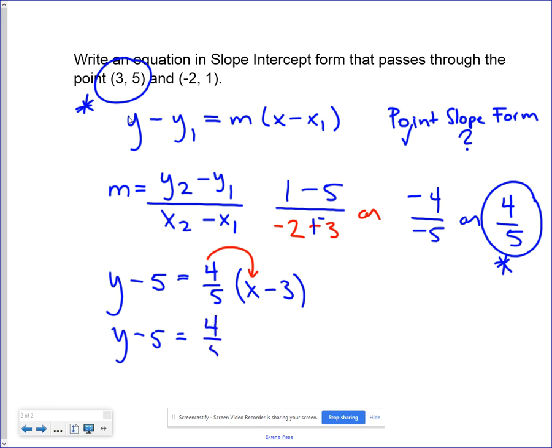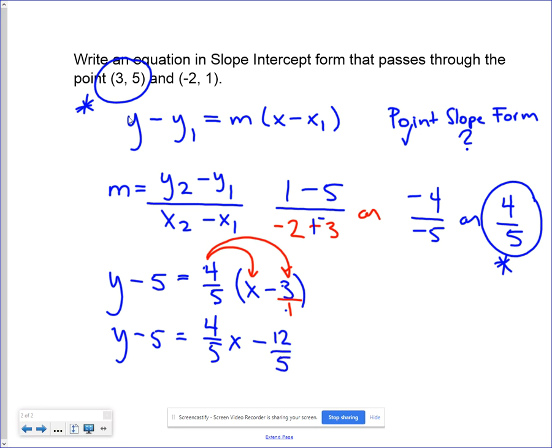is 4/5 x. Now I'm going to take 4/5 times 3. I'm going to turn that 3 into a fraction by putting it over 1. 4 times 3 is 12. 5 times 1 is 5.